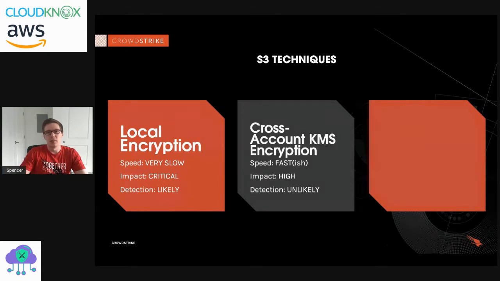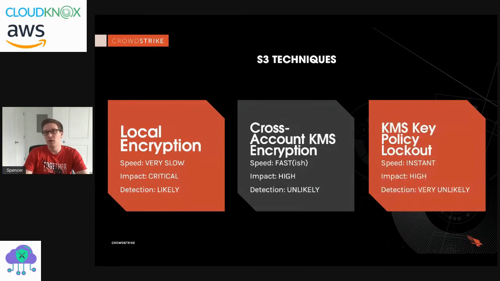Second method is cross-account KMS encryption. It's fast-ish, depending on the size of the bucket you're targeting. It's got a high impact, and it's unlikely to be detected based on my rating. And the last, and probably the best method as an attacker, from my point of view, is the KMS key policy lockout method. It's instant because it's a single API call. It's got a high impact, and it's very unlikely to be detected because it's a single API call. You might be able to detect it after it's happened, but you're not going to be able to prevent it if you don't have the correct defenses in place.